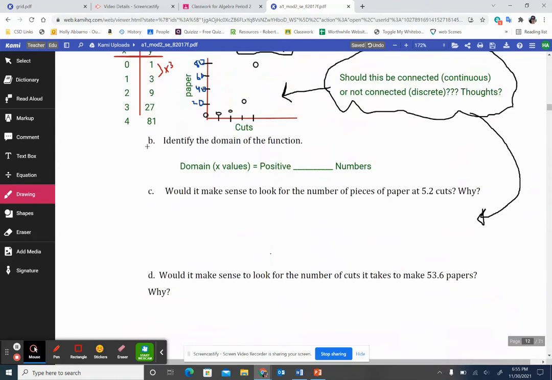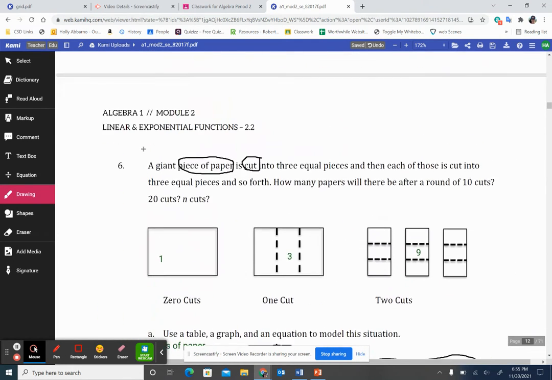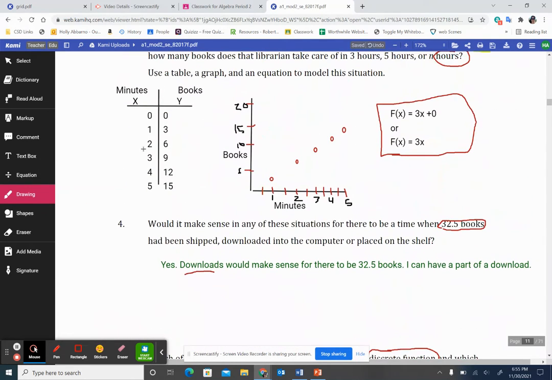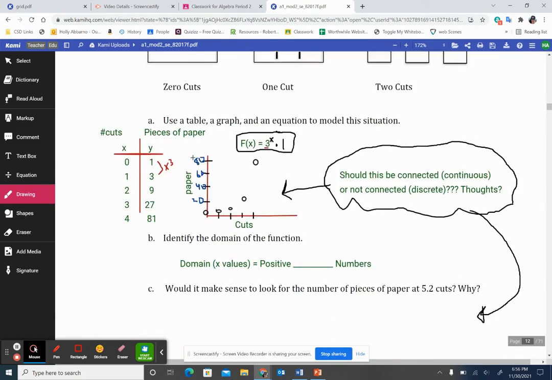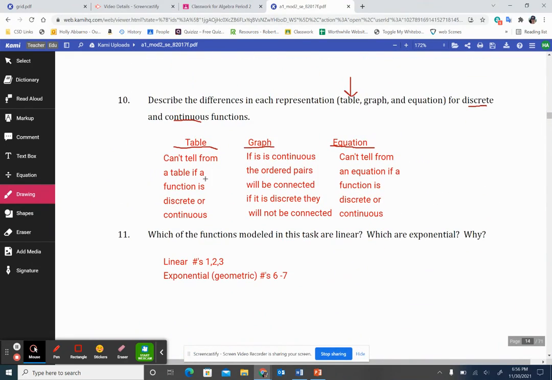What about when I'm just looking at this table right here? Can I tell if it's continuous or discrete? What about when I look at this table? The answer is not really. I guess I could possibly tell if I have them labeled minutes and books. But for the most part, from a table, I can't tell if a function is discrete or continuous. Just from a plain table, I cannot tell if it is discrete or continuous without some more information.